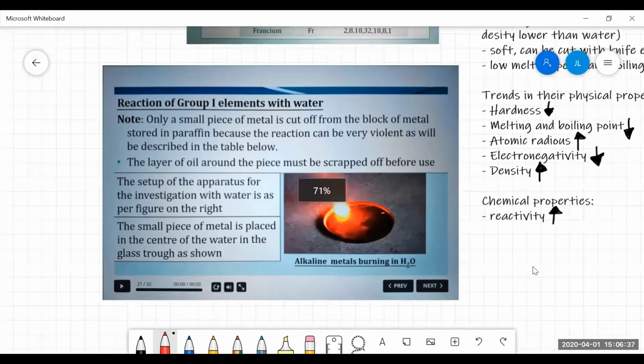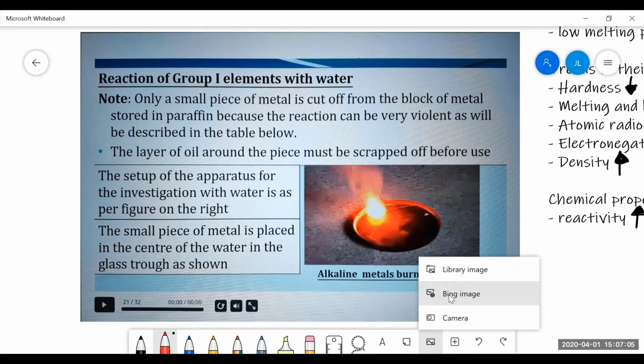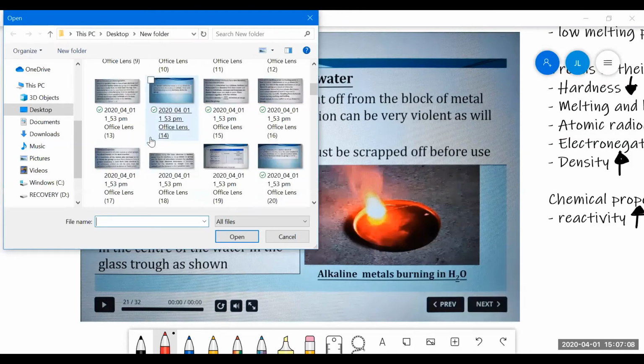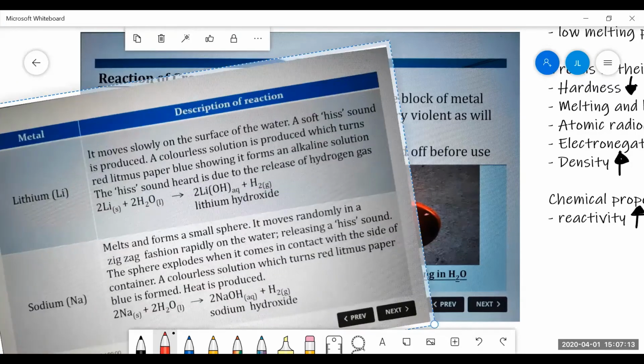Okay, so the reaction of group 1 elements with water. How you do it is you cut a small piece of metal, scrape off the oil, and put it in the water. So the result, okay, I will upload another photo. This will be the result.